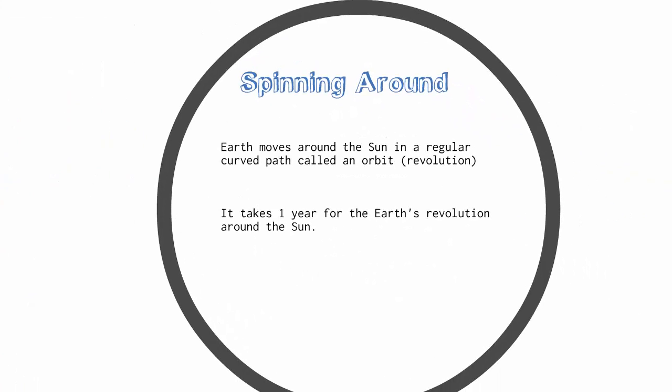So not only are we spinning in place on our axis, we're also spinning in a giant orbit, it's called a revolution. Okay, so the Earth moves around the sun in a regular curved path. It's kind of like a circle, almost like an egg shape, called an orbit. And it takes 1 year for the Earth to revolve all the way around the sun. So in the time it takes us to revolve all the way around the sun, imagine you're running around a track, we spin around 365 times on our axis because we have 365 days and nights.